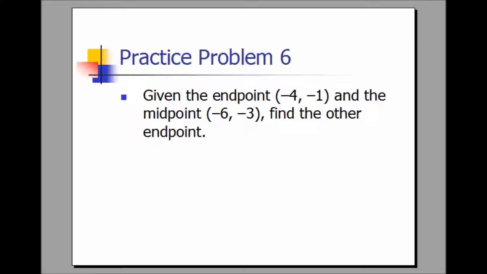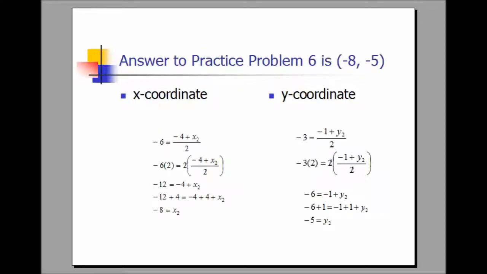Practice problem 6. Given the endpoint (-4, -1) and the midpoint (-6, -3), find the other endpoint. We substitute into the formula, and the answer is (-8, -5).